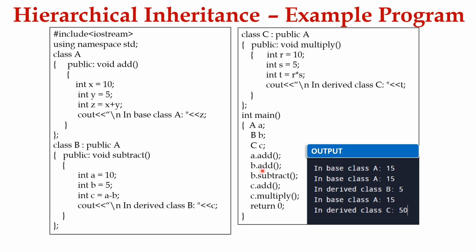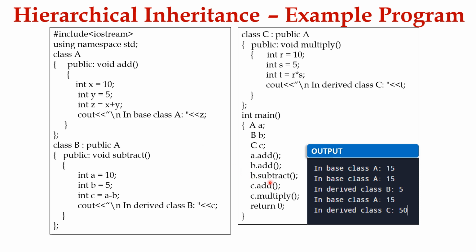The next statement is b dot add(). So using the class B object small b, we are accessing the function add which is available in class A, since class B inherits the properties of class A. As we know earlier, the add function adds the variables x and y and displays the value 15 to the user. So we can see in the output, in base class A, the value 15 is displayed to the user. After executing the add function, the control is moved to the main function again.